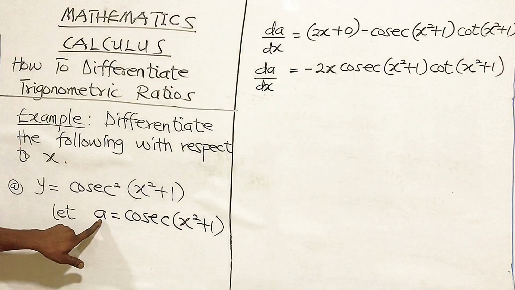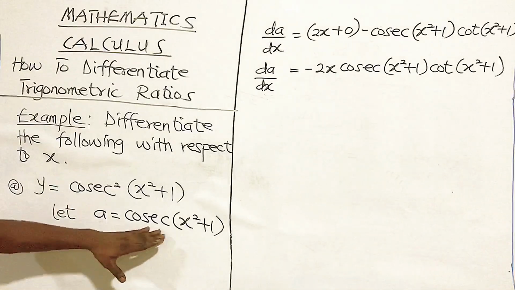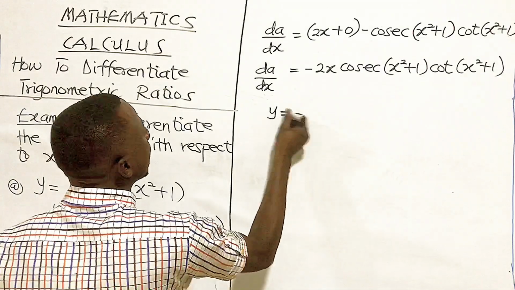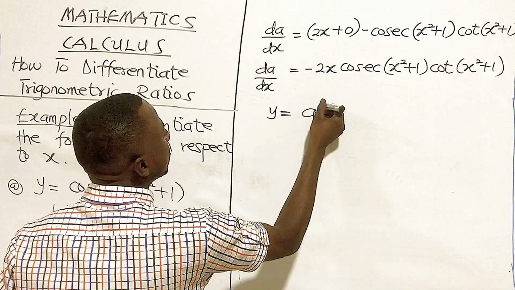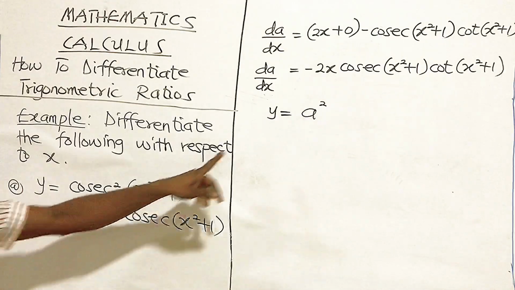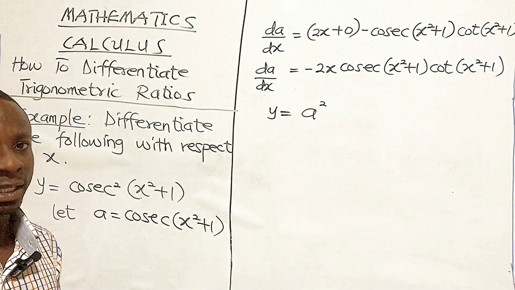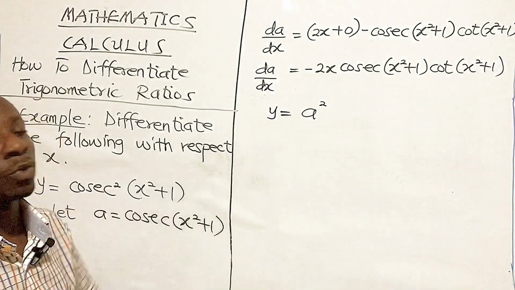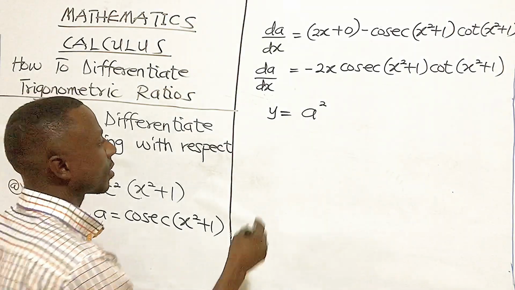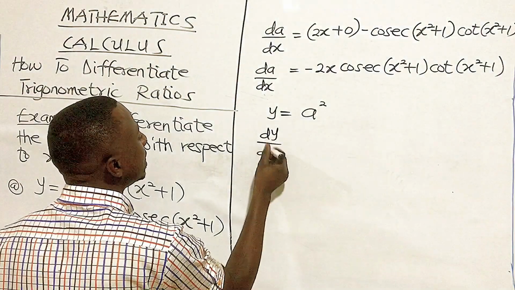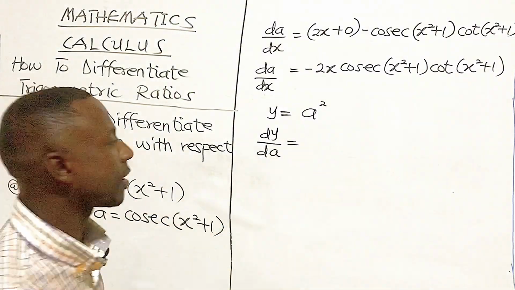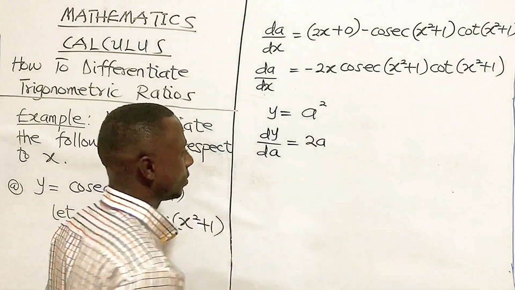Now, we said we should let A represent cosec x squared plus 1. So if that's the case, then y is going to be A squared, because A is representing this. But because of the squared, the A needs to be squared. So from here, we are also going to differentiate y with respect to A. So we have dy over dA is equal to, when I differentiate A squared, I have 2A.